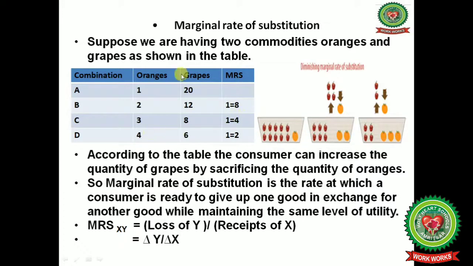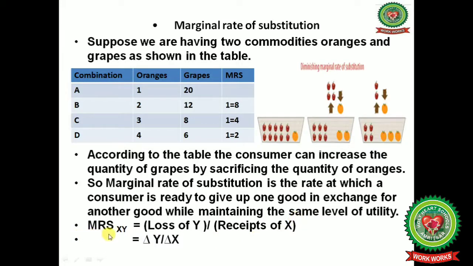Oranges are 1, 2, 3 and 4 units, and the grapes are 20, 12, 8 and 6. With the increase in oranges, the quantity of grapes decreases. Means if we want to increase the quantity of oranges, we have to give up some quantity of grapes. So marginal rate of substitution is the rate at which a consumer is ready to give up one good in exchange for another good while maintaining the same level of utility.